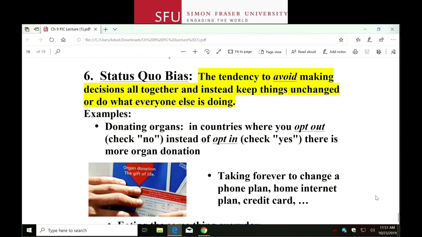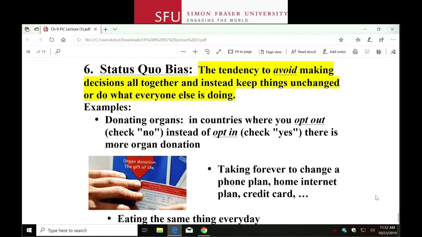So, for example, you might want to change your phone plan, but you tend to keep talking about changing your phone plan, and then it takes you forever to actually do it. And so what's happening here is we either don't want to make a decision or we don't want to change what we're doing because we feel like the change is going to be really costly, even though in reality usually it isn't, but before you do it, it feels like it's going to be really costly.